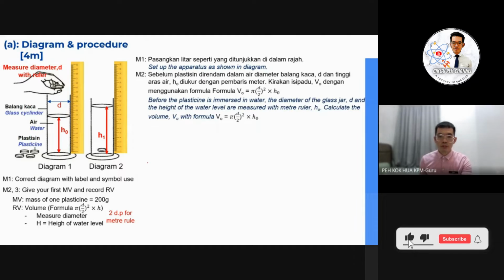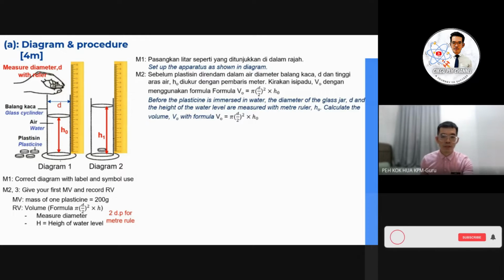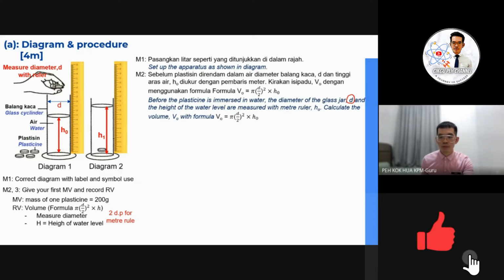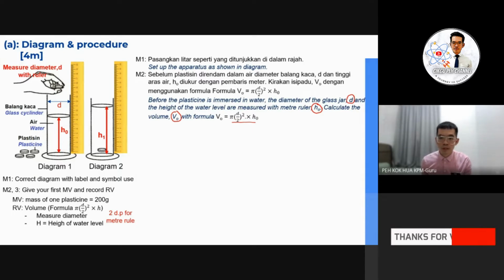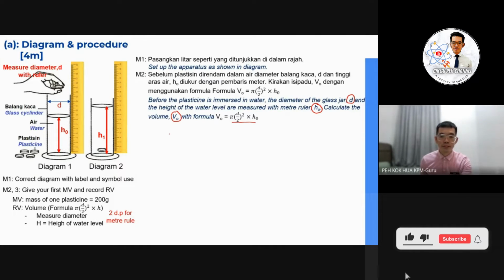Okay, the statement you have to give before the plasticine is immersed in water refers to diagram 1. The diameter of the glass jar, with symbol D, and the height of the water level, with symbol H0, are measured with the meter rule. Then calculate the volume V0 with the formula I mentioned just now, pi r square times height, where r will be the diameter divided by 2, so you can get the radius.